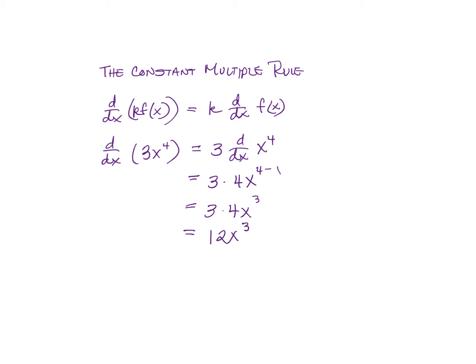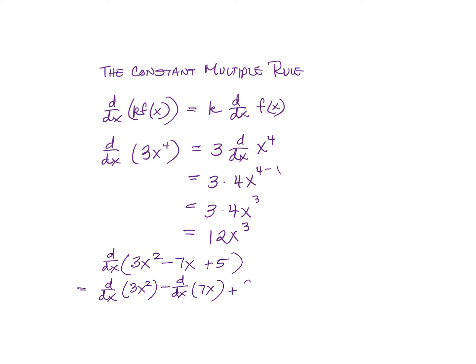Now these three rules, the sum rule, the difference rule, and the constant multiple rule, basically allow us to take the derivative of any polynomial function. So if I want to take the derivative of 3x squared minus 7x plus 5, I can rewrite that as the derivative of 3x squared minus the derivative of 7x plus the derivative of 5.